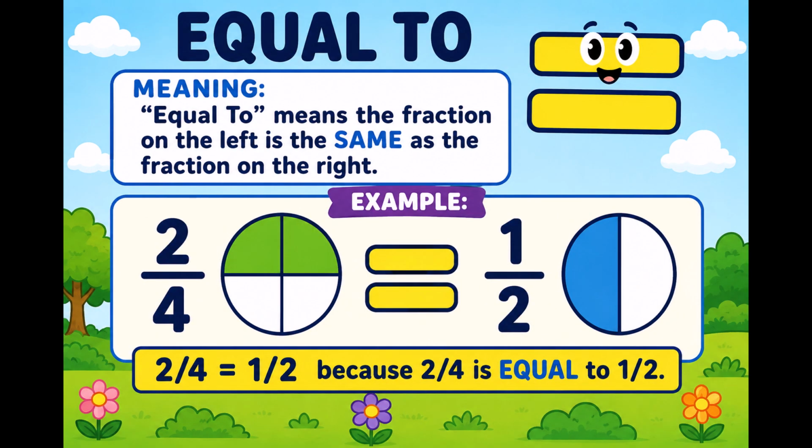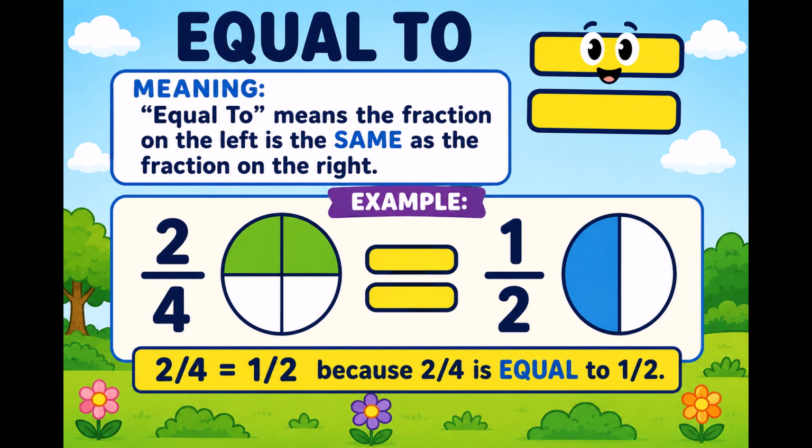Now let's look at the equal to symbol. This is the equal to symbol. Equal to means the fraction on the left is the same as the fraction on the right. Let's dive deeper. The equal to symbol tells us that both sides have the same amount, even if they look different. Let's look at the example.